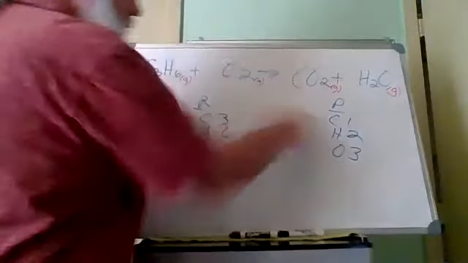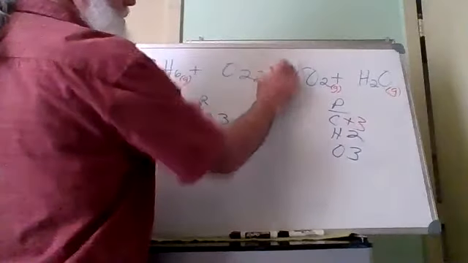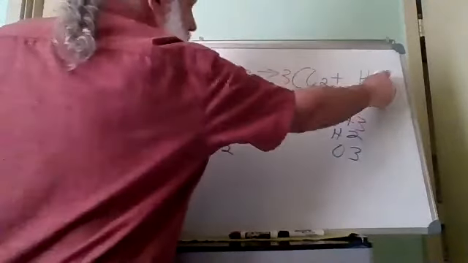I have 3 here and 1 here, so I'm going to put a 3 here. 3 times 1 is 3 carbons. Now, how about the oxygens? 2 oxygens times 3 is 6, plus 1 from the water. Don't forget the 1 from the water.